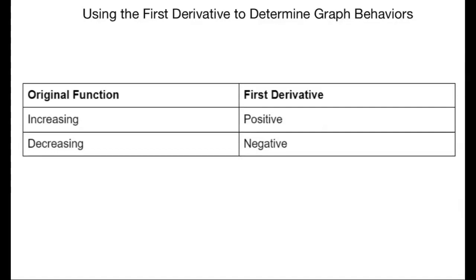Summarizing this information, we have determined the following chart. I understand. When the original function is increasing, the value of the first derivative will always be positive. But when the original function is decreasing, the first derivative will always be negative. Exactly.